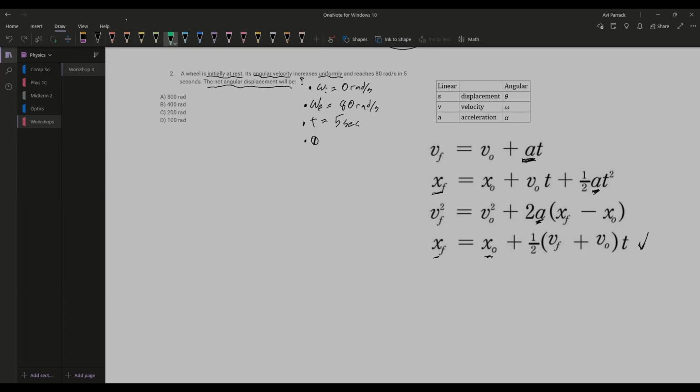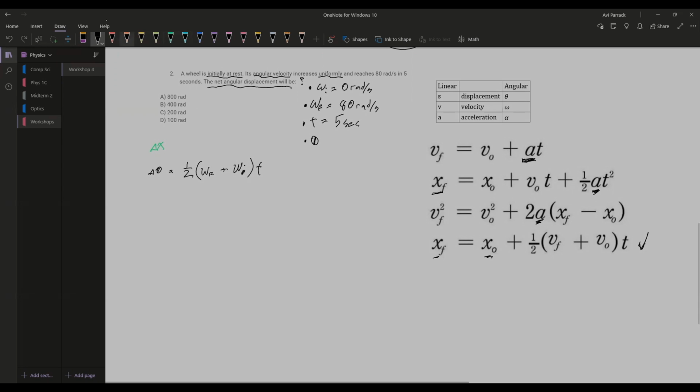So XF minus X naught is delta X. Our analog, if we want to translate this equation, we can use this table right over here. That becomes delta theta, the angular displacement. The angular displacement is equal to 1/2 omega F plus omega naught, or initial, I should say, which is just the average of the angular velocity, times the time.